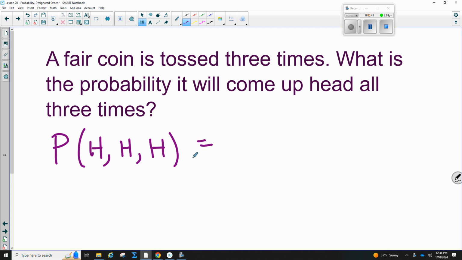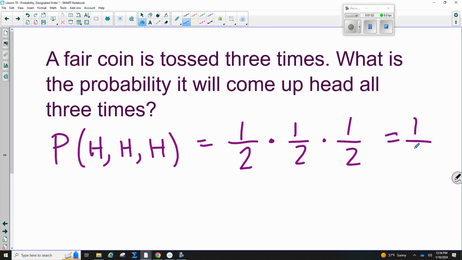All right, so for the first one, what's the probability of getting a heads? 1/2. And we need this to happen 3 times. So and 1/2 and 1/2. So and means multiply. We want it to happen over and over again. So on the top, that's 1 times 1 times 1 is 1. And on the bottom is 2 times 2 times 2, which is 8.